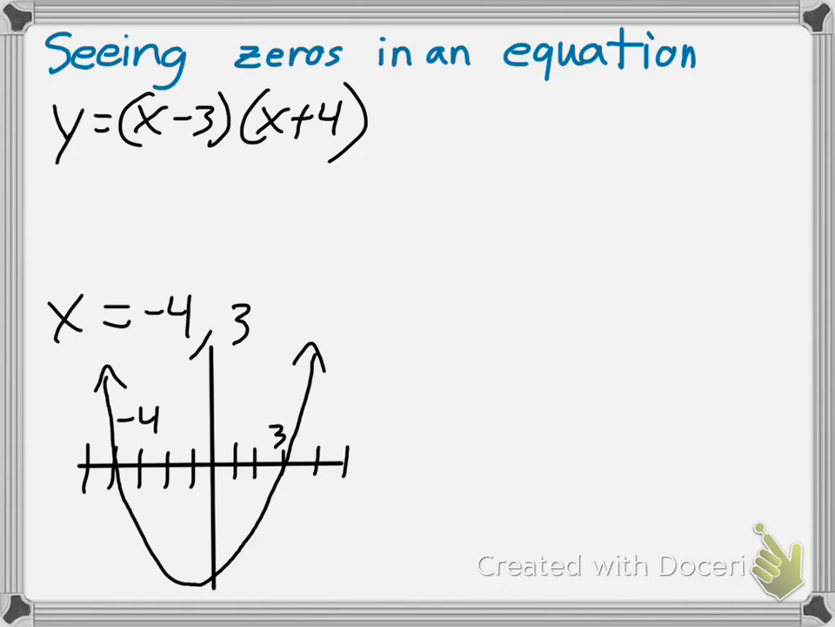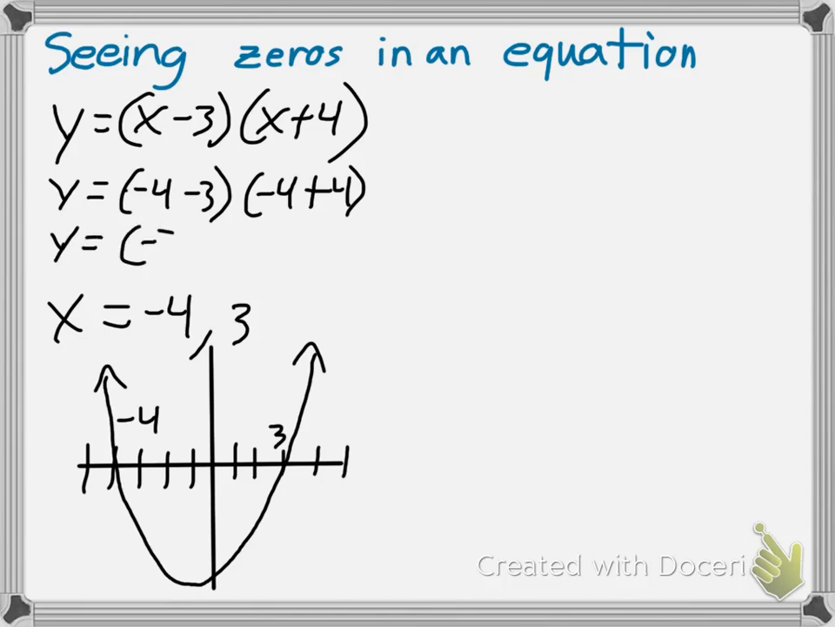So if one of the zeros is at x equals -4, if I were to plug that into the equation above, I get y equals -4 minus 3 times -4 plus 4. And let's see what happens with this. So we have y equals -4 minus 3 is -7, and then -4 plus 4 is 0. And as we know, 0 times anything is going to be 0, so therefore that means y must be equal to 0.